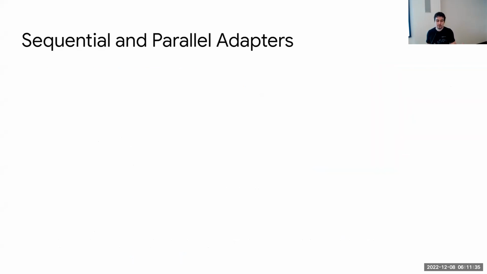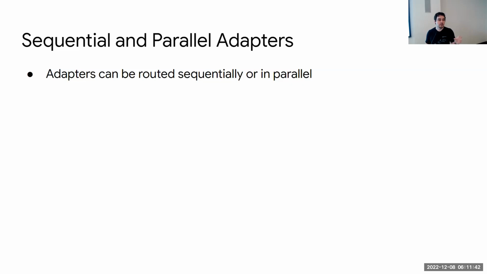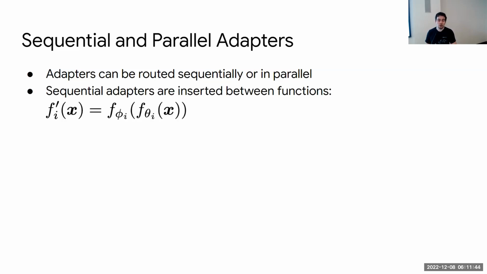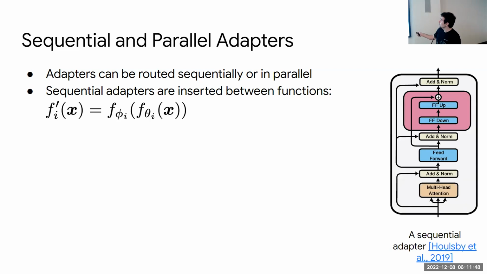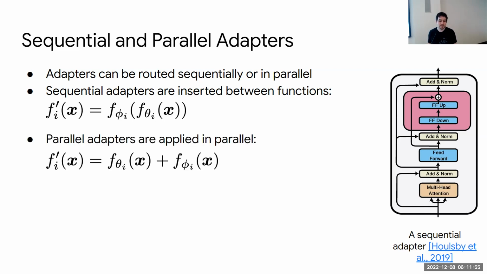Now adapters can also, in addition to their position, be included in the rest of the model in different ways. They can be either routed sequentially or in parallel. Before, I've just shown the sequential adapter here, which essentially inserts the adapter parameters on top of the existing stack of functions in the model.